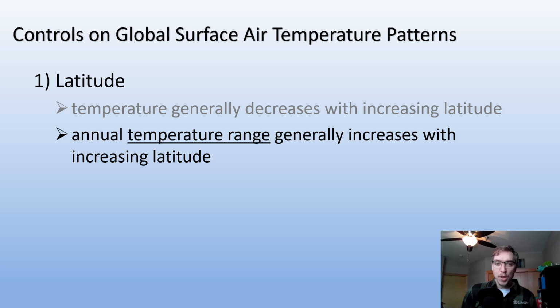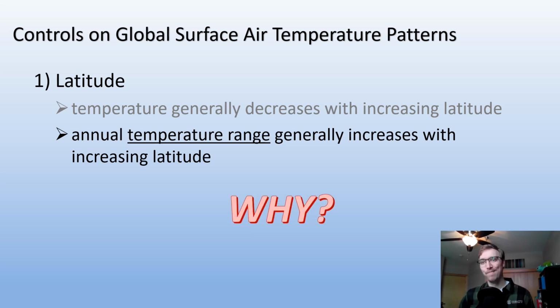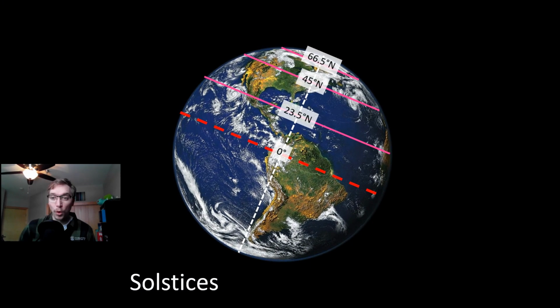Annual temperature ranges generally increase with increasing latitude as well. So the highs can be higher, the lows can be much lower. Why is that? Well, we're going to look at our solstices here just to give you an idea. So here we should recognize this sketch.